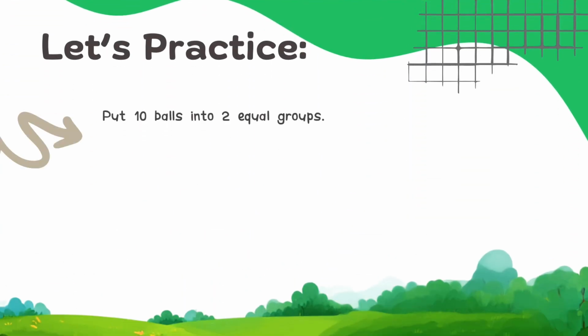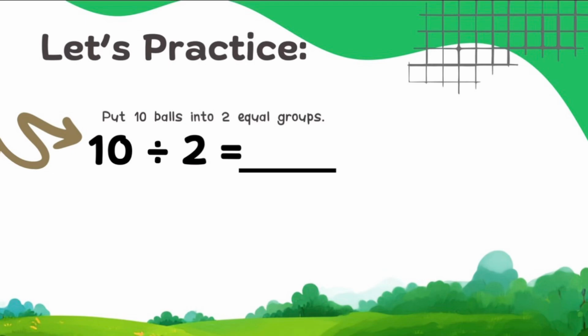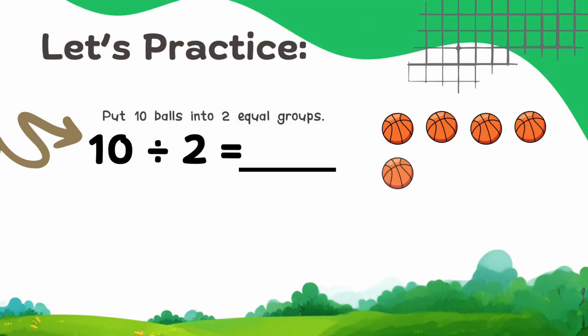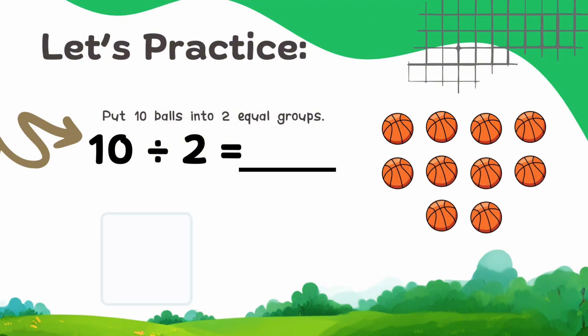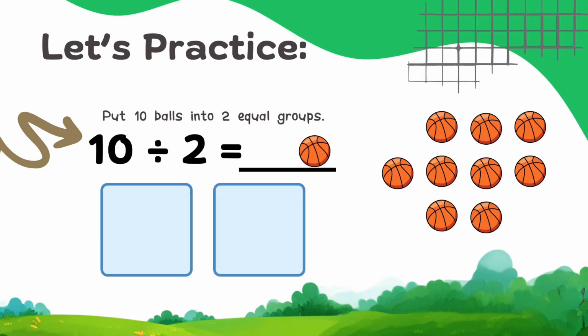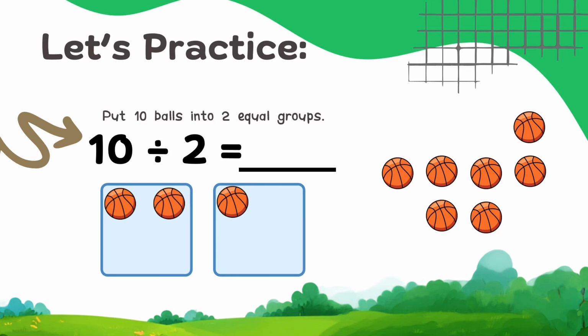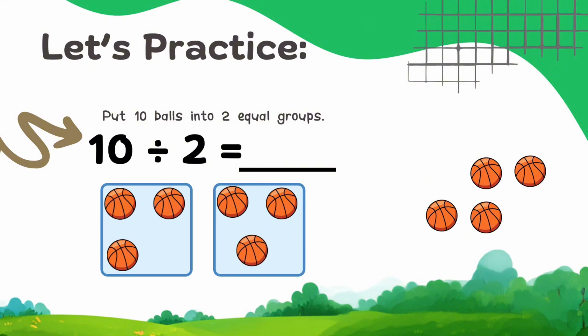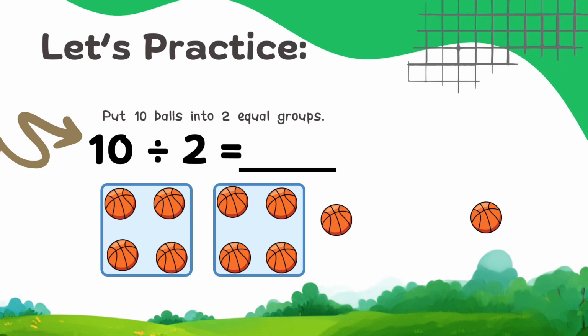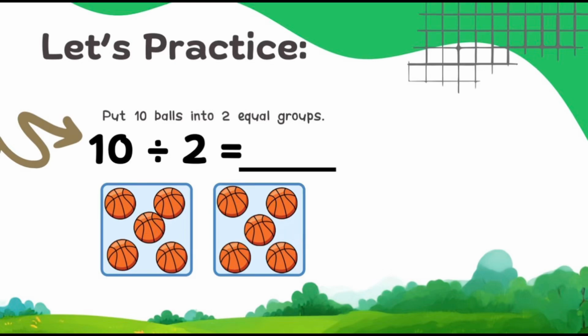Put 10 balls into 2 equal groups. In a division sentence, we write it 10 divided by 2 equals. Let's count the balls and share them equally. Each box got 5 balls. So the answer of 10 divided by 2 equals 5.